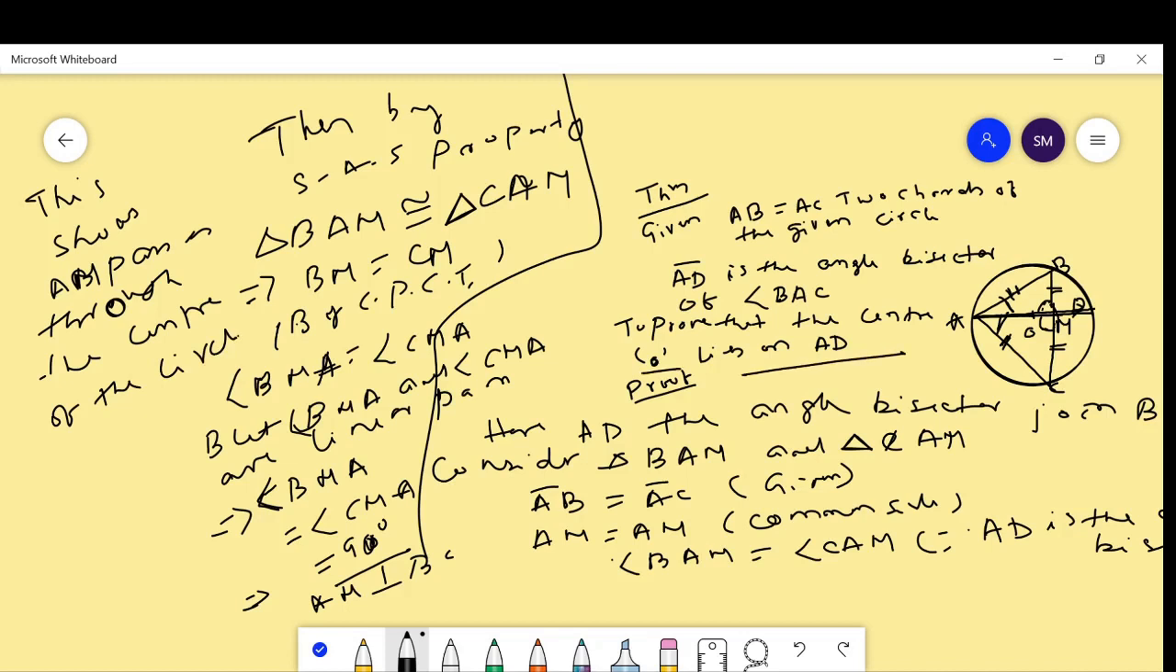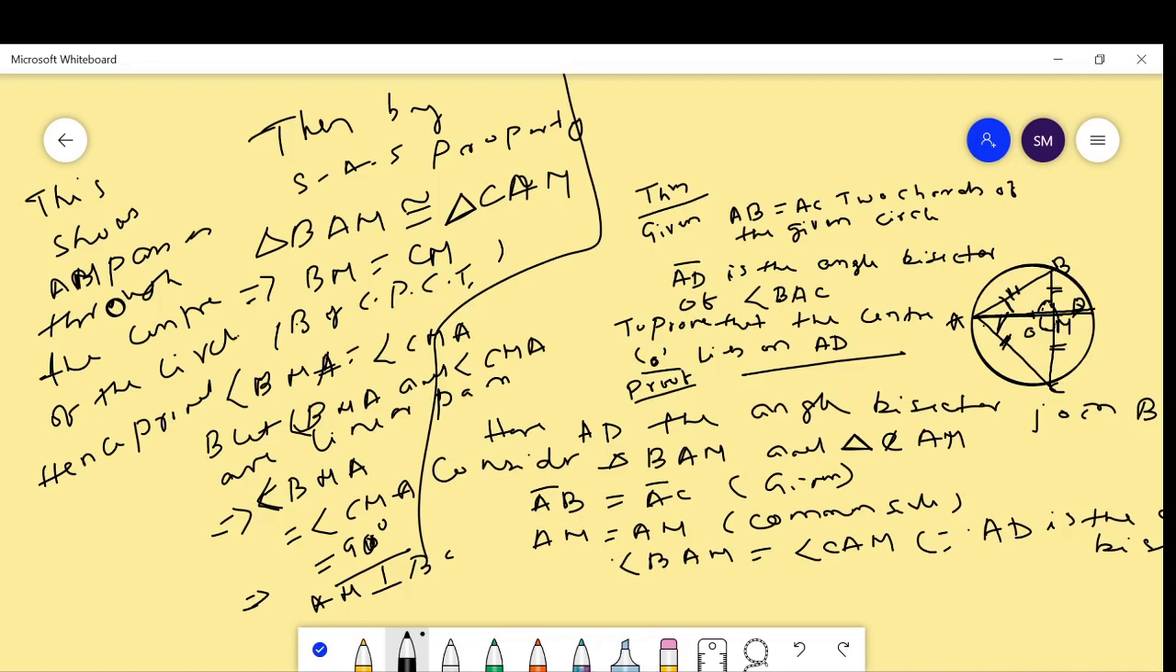Here we get, this shows that AM, meaning AD, the angle bisector, passes through the center. Since it is perpendicular to the chord BC, the line that passes through the center is the perpendicular bisector of the chord. This means it passes through the center of the circle, hence proved the theorem. Okay, hence proved. Then next, vice versa.